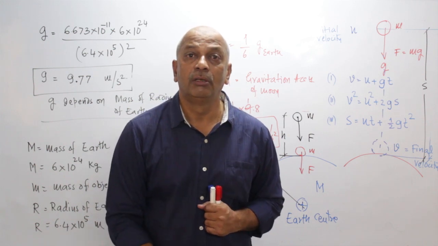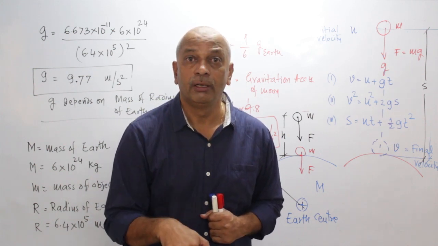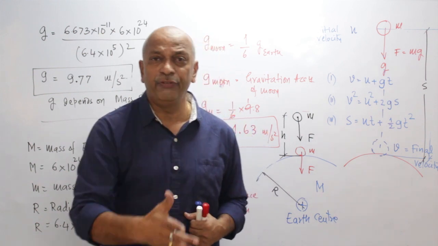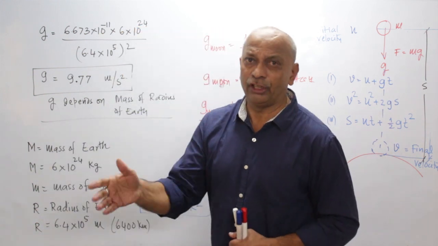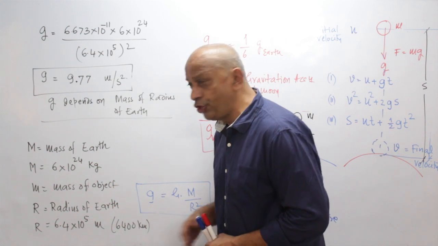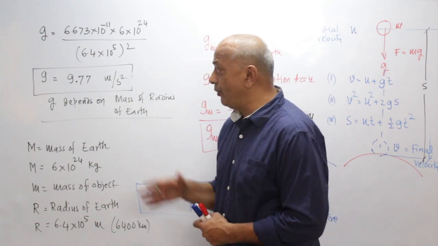1000 kilometer. G will be same here, but it will be different. So that effect of g, or effect of these other parameters, the effect of M and R, that we are going to learn.